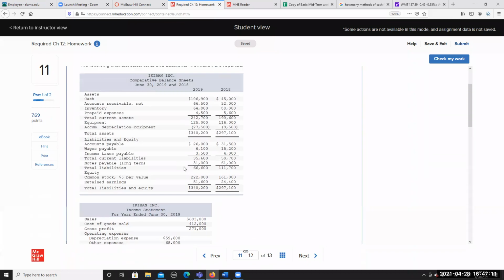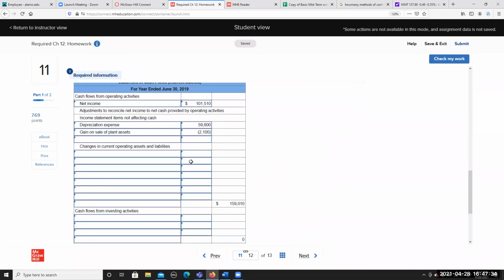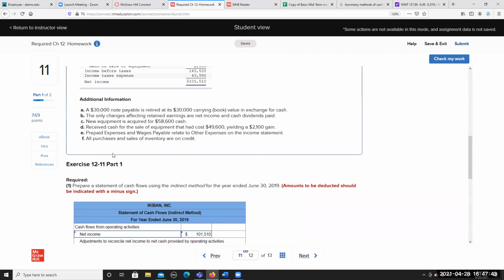So your next thing you have to do is convert the balance sheet. Now, let's see what else. Anything else in the notes? Only change effective retained earnings, net income, and cash dividends paid. So right away we can tell new equipment is acquired for 58.6 cash. So right here, minus 58.6 cash going out for new equipment. So there you go. That's one of the notes.